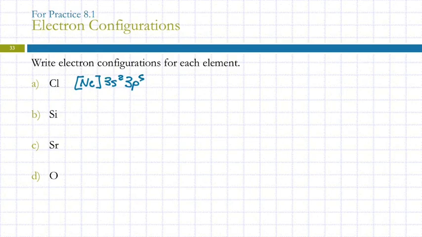So silicon, previous noble gas, also neon. And then 3s2 and 3p2. You seeing that okay? Strontium. Strontium's way down over there. So in the 5th period, we go up to the 4th period and follow it all the way over to the end.